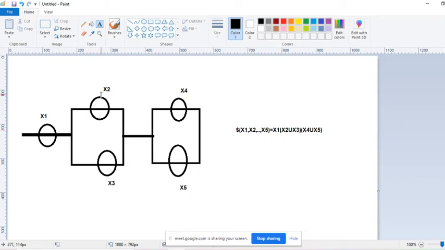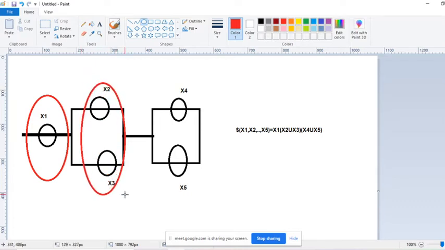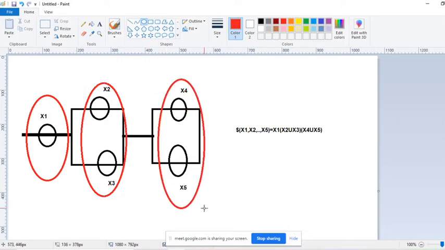Now look at the different modules. So what are the different modules? This is a module. In this module we have only one component, that is x1, and this is another module. In this module we have two components that are connected in parallel, that are x2 and x3. In this module we have two components, and they are also connected in parallel. So we can consider these three modules as three subsystems.